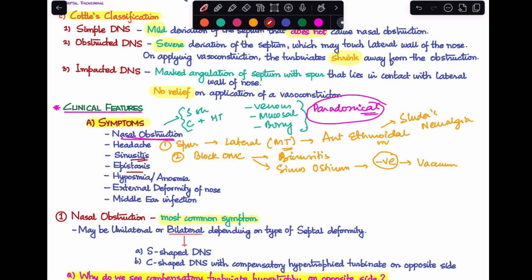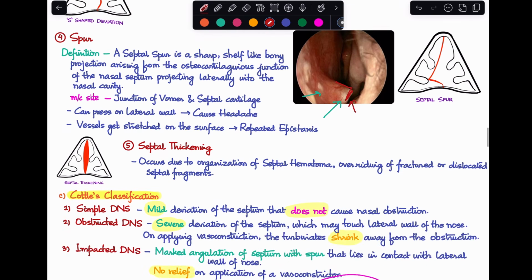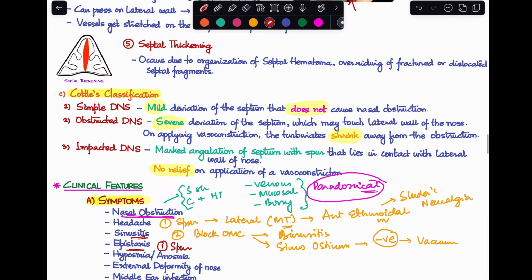Fourth symptom here is epistaxis. Now, epistaxis can happen because of two reasons. Number one, if there is a spur present. I showed you how in a case of a spur, you can see that it's very pointy. So you can see how the mucosa and the vessels which lie inside get stretched because of this pointy projection, and that can lead to the development of recurrent epistaxis.